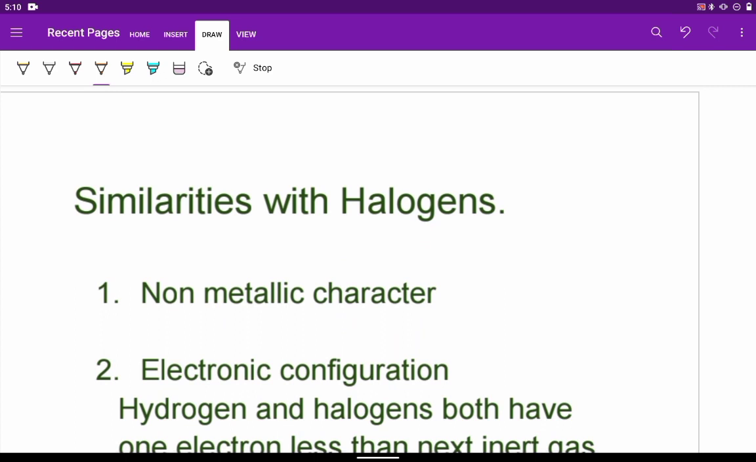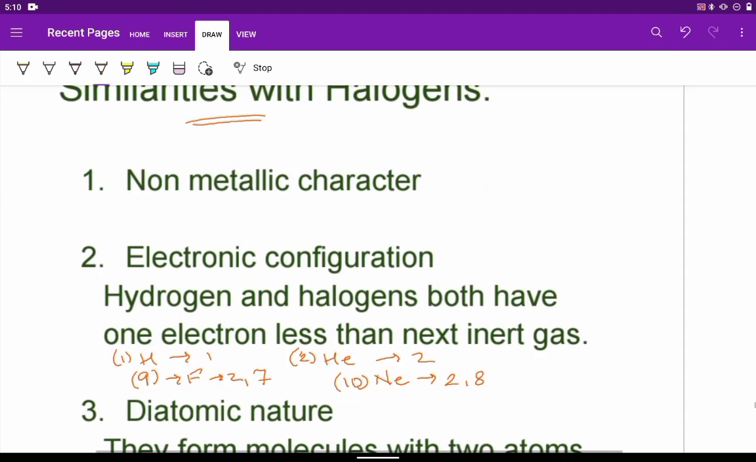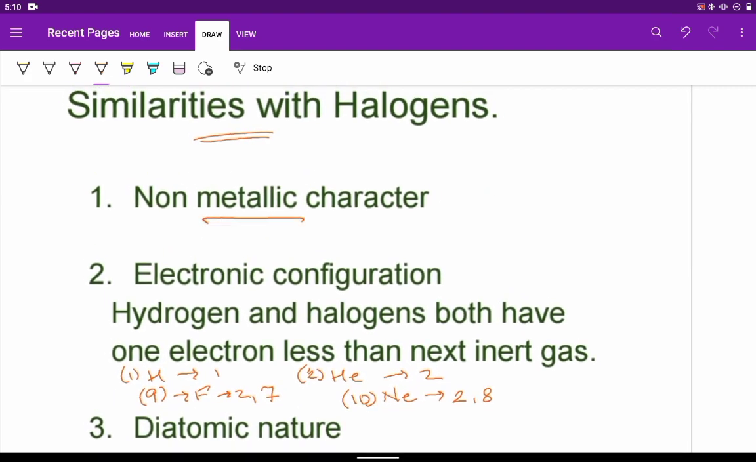Next, as we have seen, the hydrogen also exhibits some of the characteristics like halogens. Let us try to have a look at them. Halogens are non-metals, so is hydrogen, so it's a similarity. If we consider electronic configuration, hydrogen and halogen both have one electron less than the next nearest inert gas. For example, in case of hydrogen, the next inert gas is helium. Helium has 2 electrons, whereas hydrogen has 1, so it is 1 less than 2.